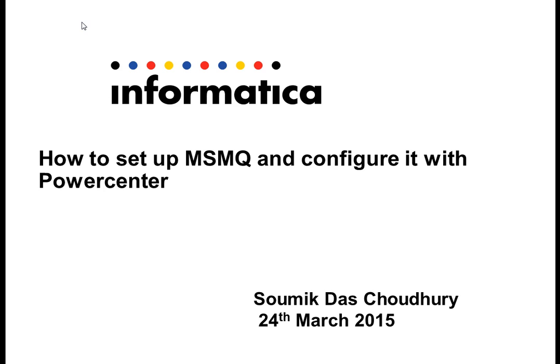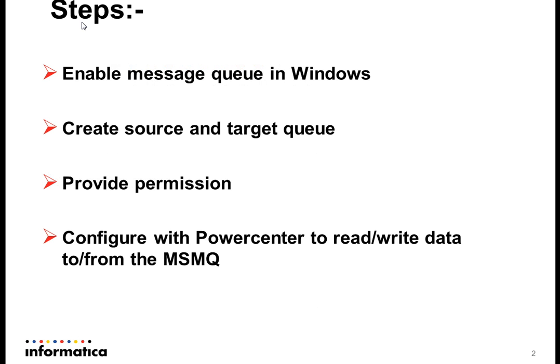This is Somik. In this video, we'll be discussing how to set up MSMQ and configure it with PowerCenter. For this, we will have these four basic steps. First, we will enable MSMQ in Windows Server. Then we will create the source and target queues. Next, we will be providing the necessary information. The fourth step will be configuring it with PowerCenter so that we can read and write data.